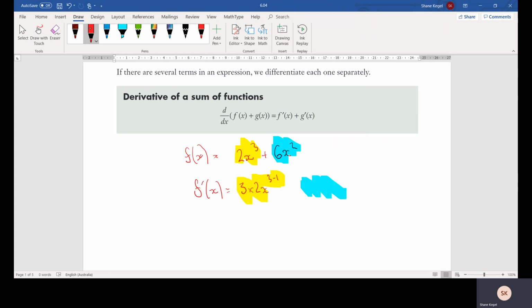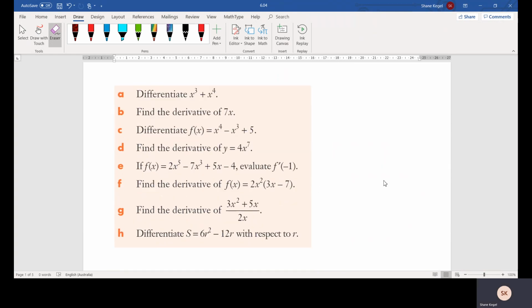So 6x, the derivative, bring the 2 down the front. So we've got 2 times 6x to the 2 take 1. And we keep the same addition, subtraction in the middle. So I can just simplify this now. 3 times 2 is 6x squared plus 12x to the 1, or just 12x. We don't have to put the 1 there. Anything to the power of 1 is just itself. And that's how I would derive a function with multiple terms, essentially. So let's have a look at, I think there's a couple of examples here. Well, there's a fair few examples here.